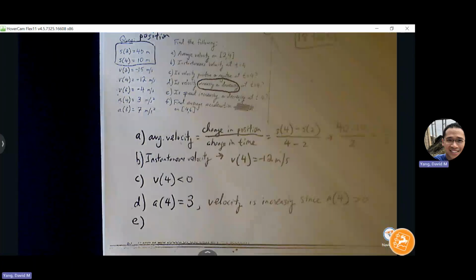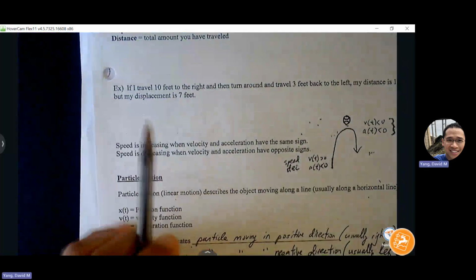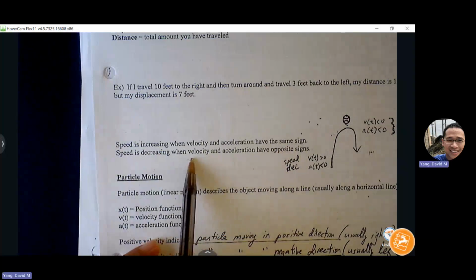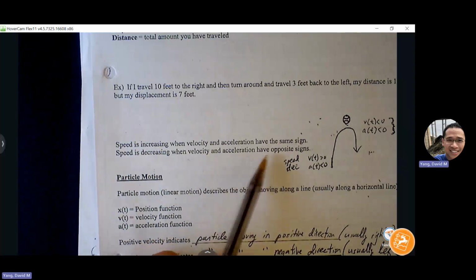Okay, let me review here. This is on page 15. It says speed is increasing when velocity and acceleration have the same sign. Speed is decreasing when velocity and acceleration have opposite signs.